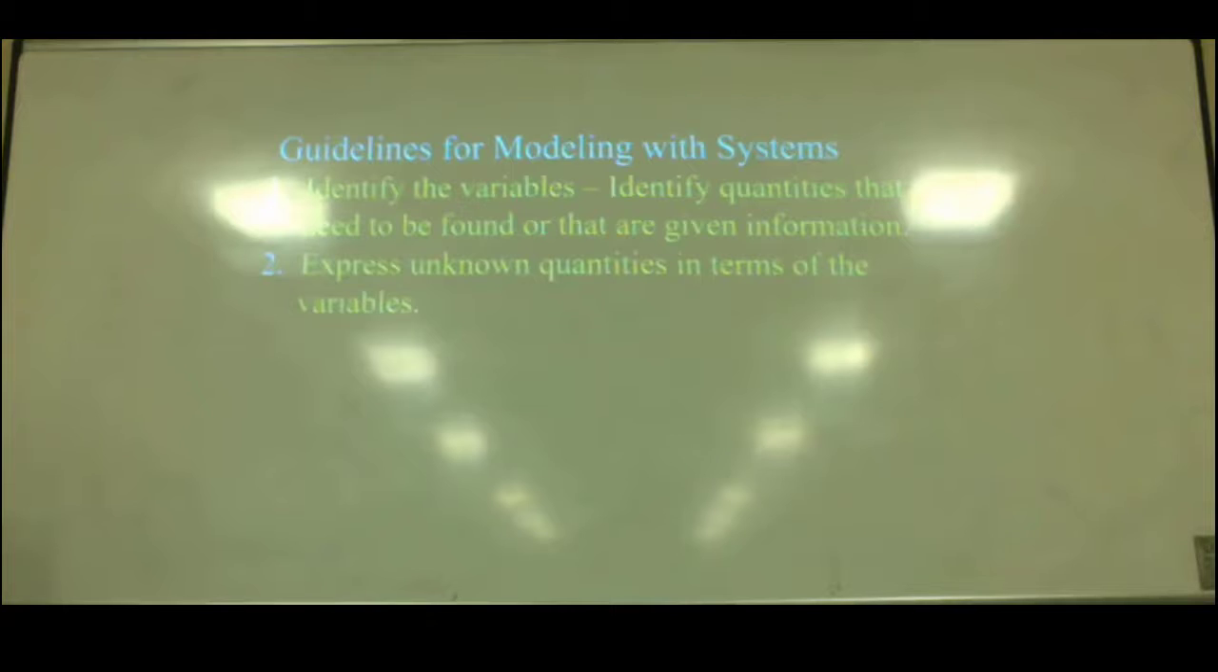Express your unknown quantities in terms of these variables that you have chosen. And usually you'll have one sentence that talks about one part and another sentence that talks about your other equation, and you put them together and then you have two equations. Once you've done that, you're going to be able to set up your two systems. Like I said, usually that happens with two separate statements. A lot of times it's two separate sentences.